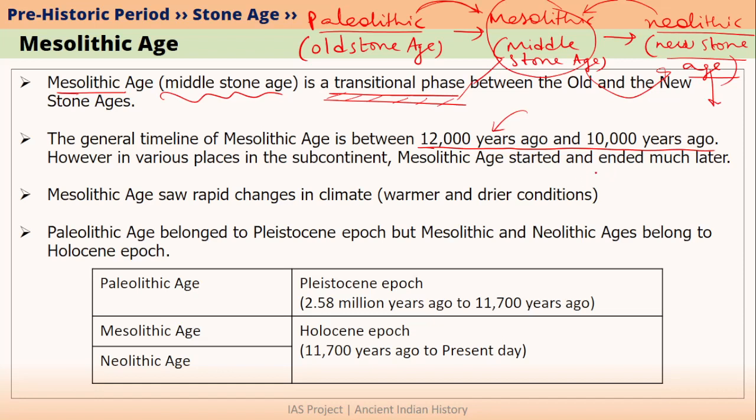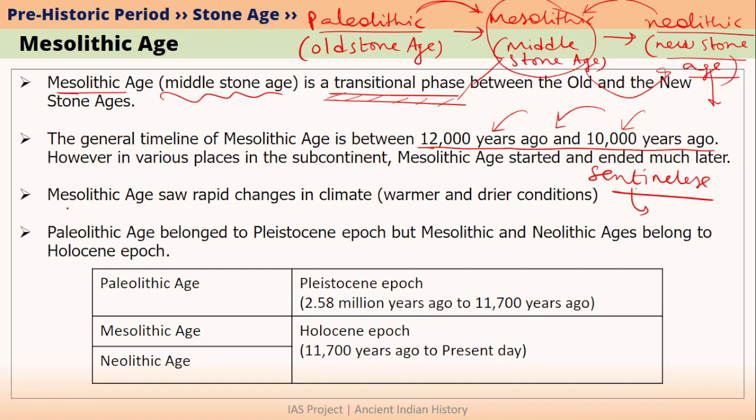We have given the example of the Sentinelese tribe, who were living on North Sentinel Island in the Andaman and Nicobars. These Sentinelese people are still living in the Stone Age. So you cannot say the Middle Paleolithic Age or Mesolithic Age ended at this time or the Neolithic Age ended at this time. So basically this is an approximation or a generalization.